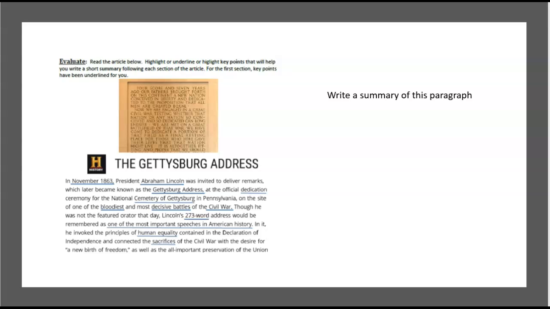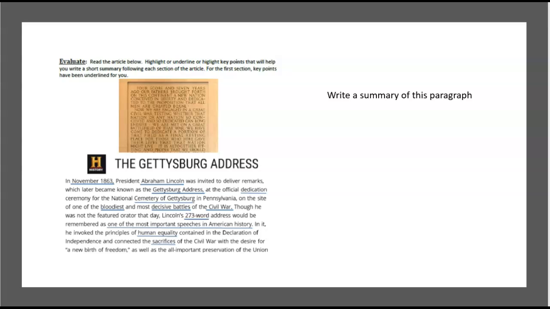Highlight or underline the key points in your packet that will help you write a short summary following each section of the article. For the first section, they've already done the underlining for you, which you see on this page. So after this paragraph, you are going to be writing a quick summary.